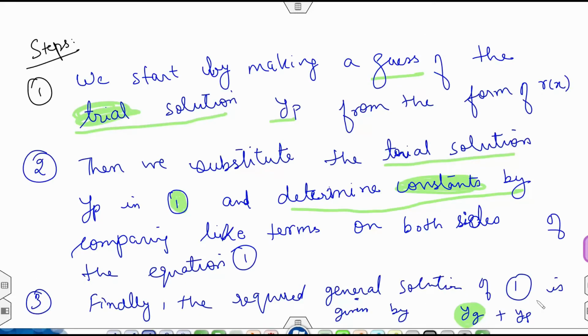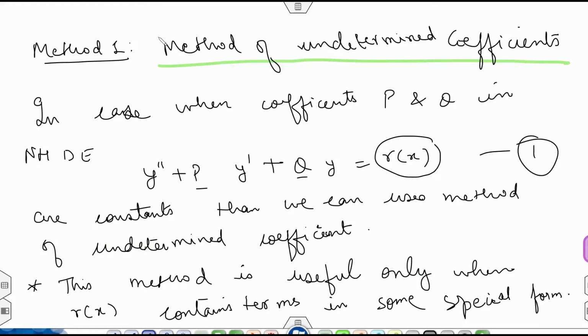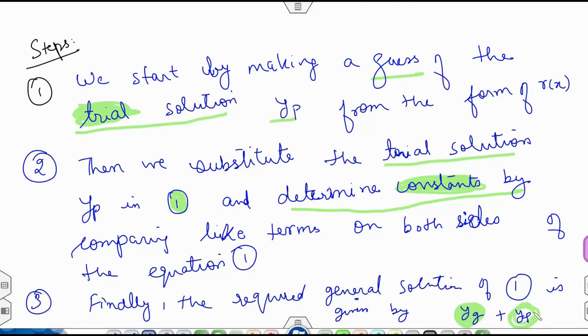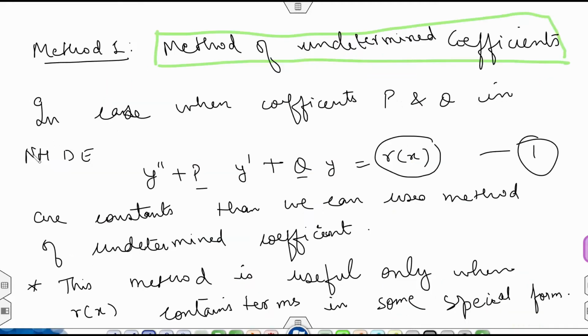And how will you find this y p? You will find it by two methods. Firstly we are discussing this method of undetermined coefficients, and in the next lecture I will tell you the method of variation of parameters. So y p is determined by this method, and if we add both we will get the general solution for the non-homogeneous differential equation 1. So I hope this is clear.